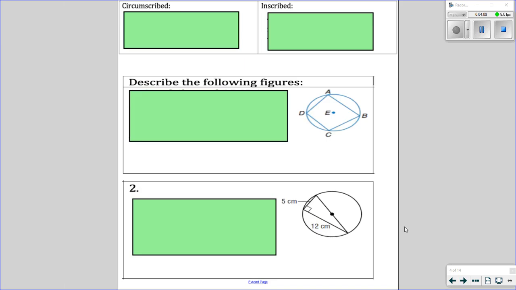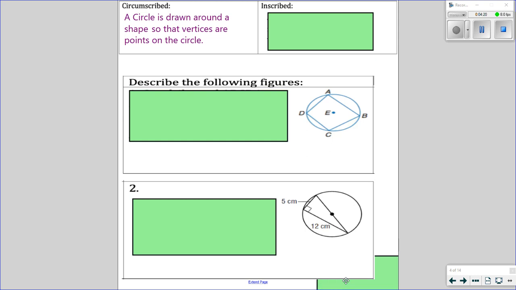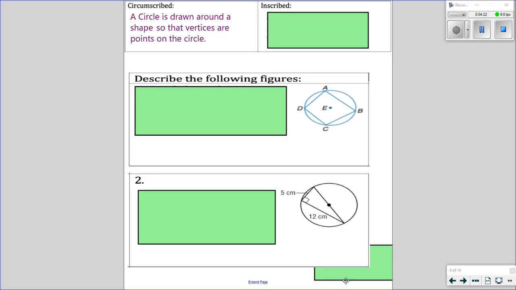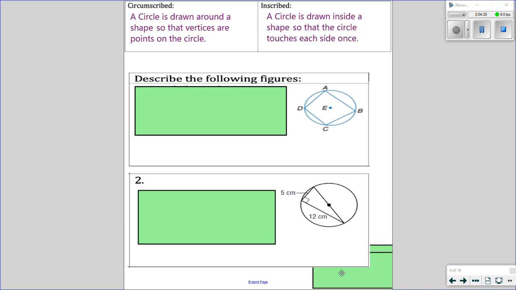Okay, circumscribe and inscribe. You're going to hear that when you're dealing with circles and another shape that's either outside or inside. So circumscribe means that the circle is drawn around a shape so that the vertices are points on the circle. And inscribe is a circle that is drawn inside a shape so that the circle touches each side once.